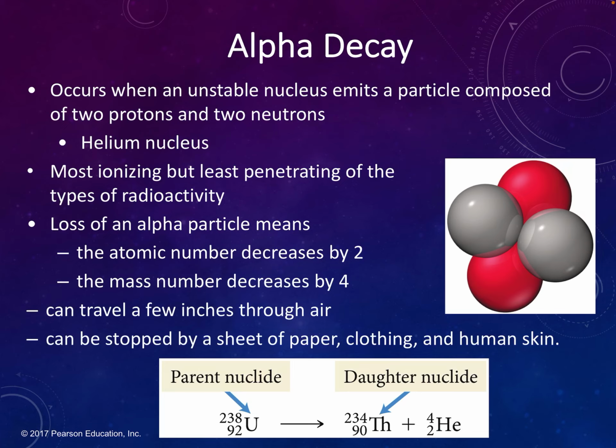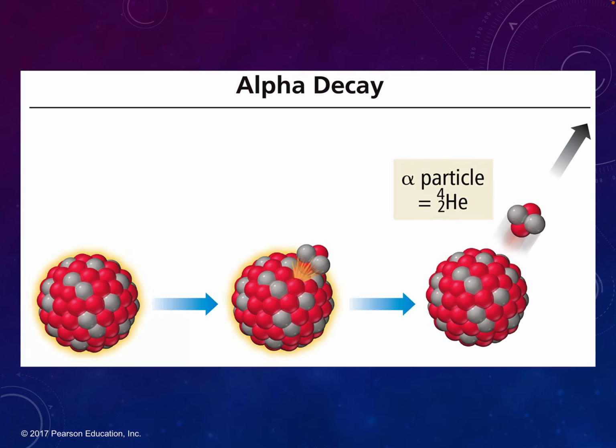But alpha decay in general, if you lose an alpha particle, that means the atomic number is going to decrease by 2. We went from 92 to 90 because we lost 2 of those protons. The mass number will decrease by 4 because you're losing the 2 protons and 2 neutrons for a total of 4. So we're losing 4 from our mass. It can only travel a few inches through the air. So like I said, unless you are touching something that's undergoing alpha decay, then you're going to be okay. Just don't eat it, essentially. So here's a picture of our alpha decay. Again, we're losing an alpha particle, which is a helium nucleus.